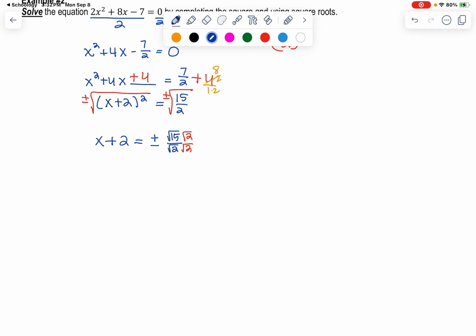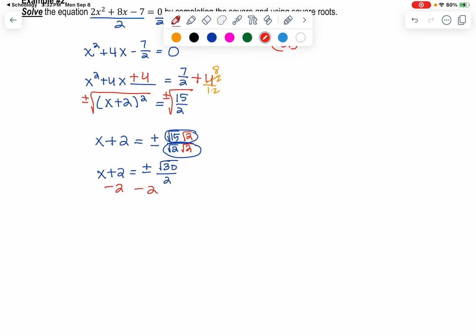And then that becomes, so we have x plus 2 equals plus or minus. Multiply these two, that's the square root of 30. And then multiply these two, that's the square root of 4, which is 2. Now it's a whole number underneath there, which is fine, and that's what it needs to be. Also, if root 30 was simplifiable, like root 27 or root 50, we would simplify it, but root 30 is not simplifiable.